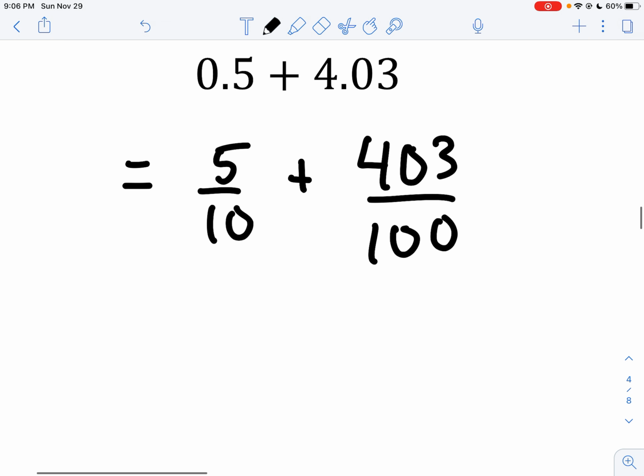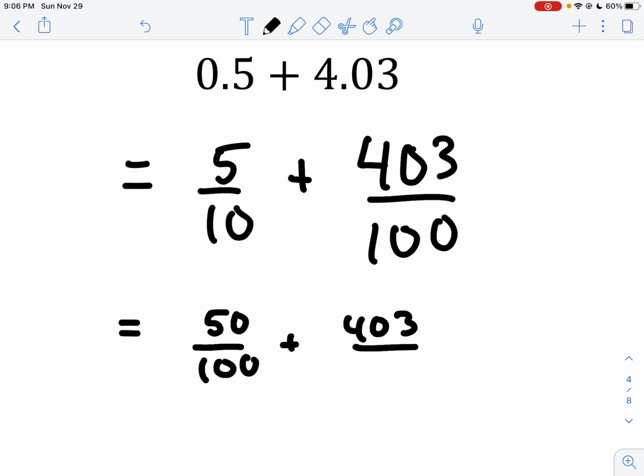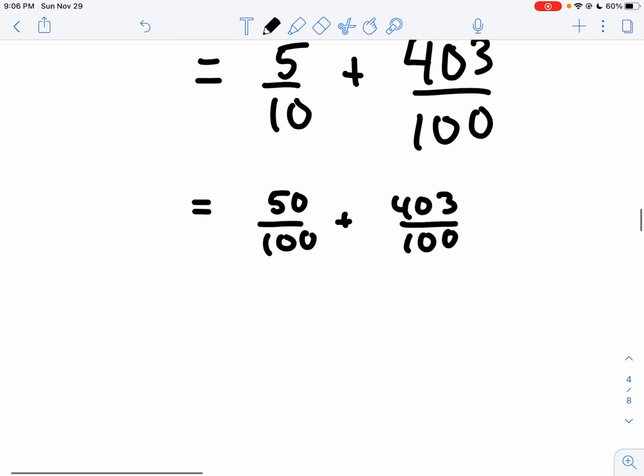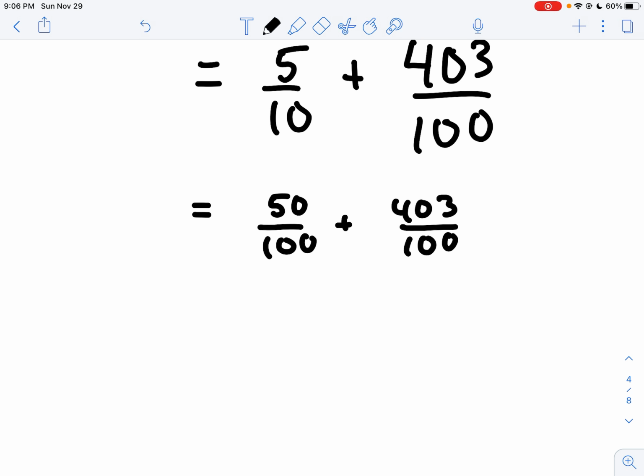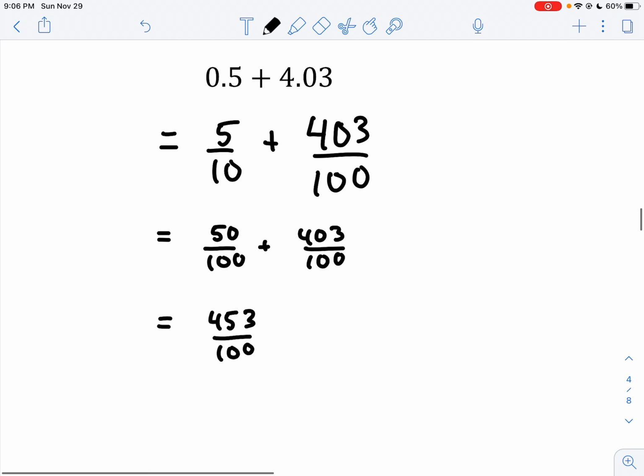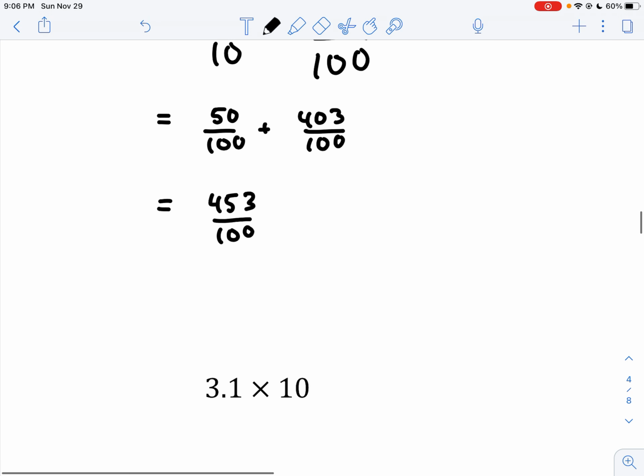Okay, so once you convert these decimals both into fractions successfully, then get a common denominator. So I'm going to have to multiply the first fraction's numerator and denominator by 10 each, so that's 50 100ths. I'm going to add that to 403 100ths. Now that we have the same size fractions we're working with, we can just add the two numerators. So we get 453 100ths. And then you can convert that back into decimal form. So 453 100ths, start by writing 453. The decimal would be right there, but when you divide by 100, you're going to move the decimal left twice.